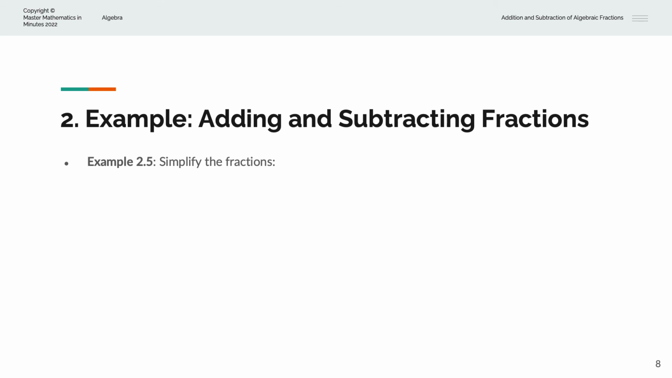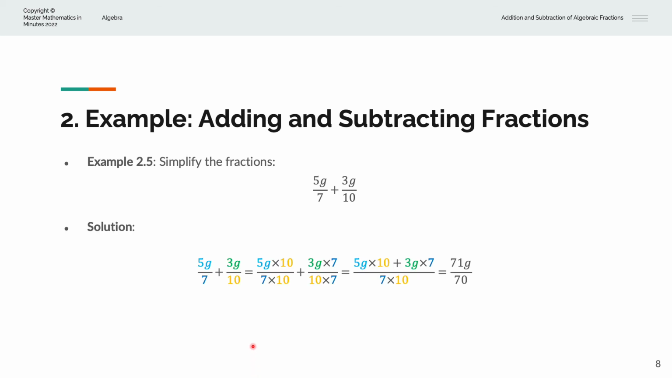In the fifth example, we're asked to simplify the fractions 5g over 7 plus 3g over 10. So these two fractions do not have the same common denominator, and so we'll need to restate both fractions so that they have the same common denominator. Starting with the first one, we have 5g over 7. We'll multiply both the numerator and denominator by 10, and that becomes 5g multiplied by 10 over 7 multiplied by 10. We'll carry the plus sign across, and for the second fraction, we have 3g over 10, and we'll multiply both the numerator and denominator by 7, and that becomes 3g multiplied by 7 over 10 multiplied by 7.